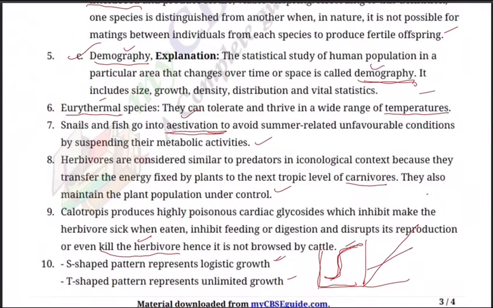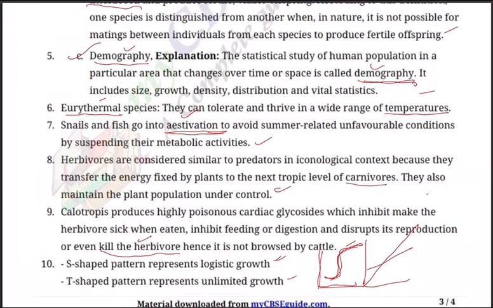Question number 8. Herbivores are considered similar to predators in ecological context because they transfer the energy fixed by the plants to the next trophic level of carnivores. In that pyramid of organisms, we have at the base the autotrophs, then herbivores, then carnivores. So here, they also maintain the plant population under control.